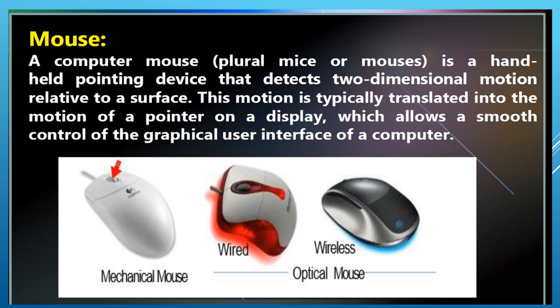Next, there are two types of mouse. The first one is the mechanical mouse and the second one is the optical mouse. First, what do you mean by a mechanical mouse? A mechanical mouse is a computer mouse that contains a metal or rubber ball on its underside. When the ball is rolled in any direction, a sensor inside the mouse detects this motion and moves the on-screen mouse pointer in the same direction.